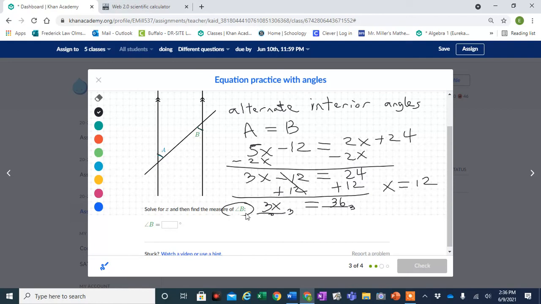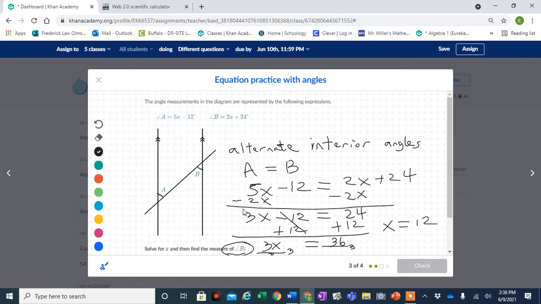But this time they want us to find the value of B. So we got to go back to our problem, and we got to look at what the value of B is and replace x with 12. So 2 times 12 plus 24. 2 times 12 then is 24 plus 24, which then would be 48. So that would be your answer then, which is 48.